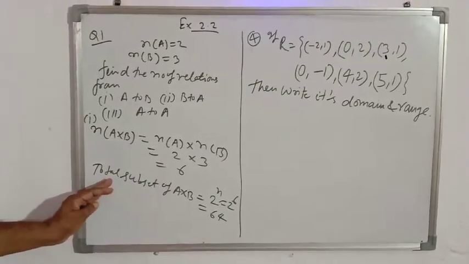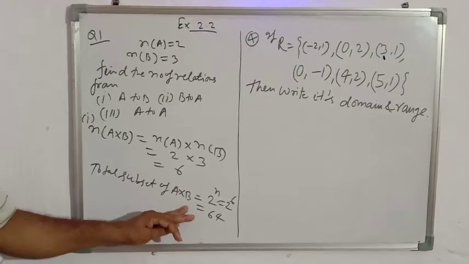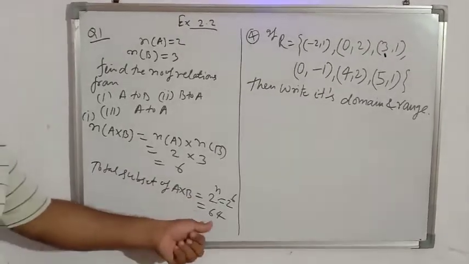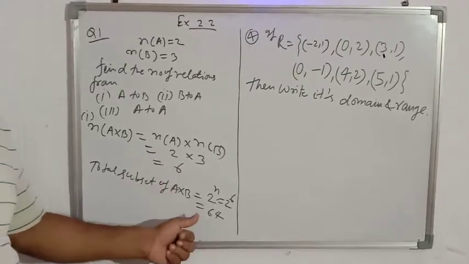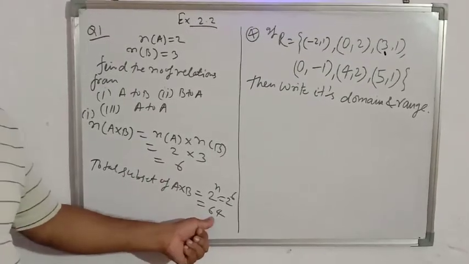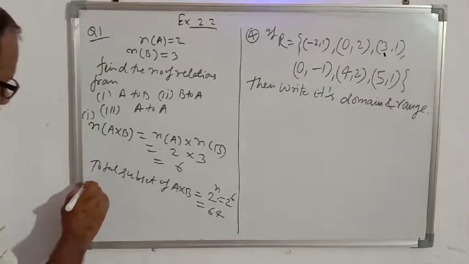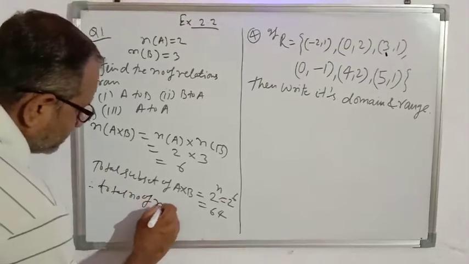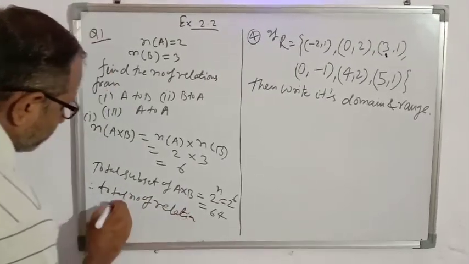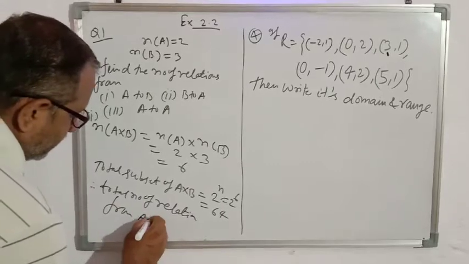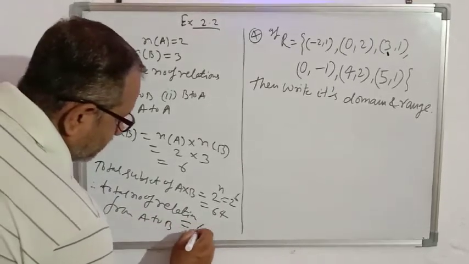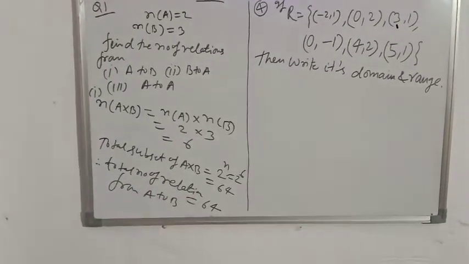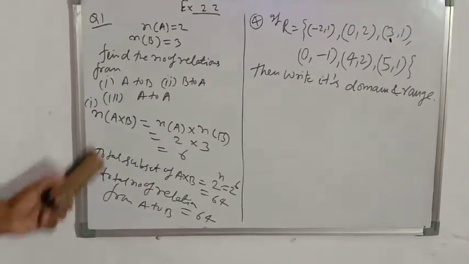And we know that every subset of A cross B is a relation from the set A to the set B. Total subsets 64, and every subset is a relation. It means the total number of relations will be 64. So therefore, the total number of relations from set A to set B will be 64. This is the first part.